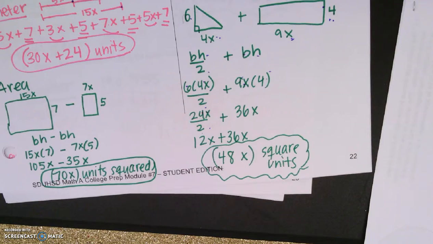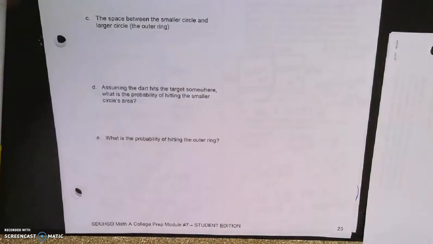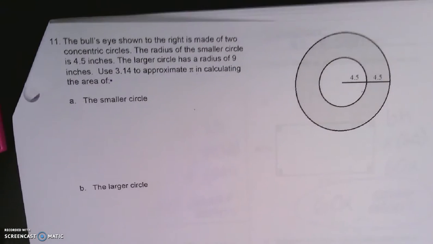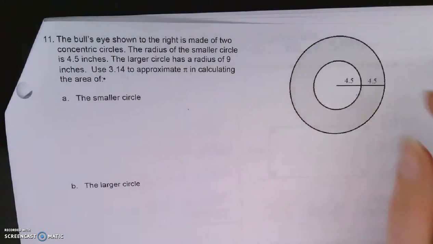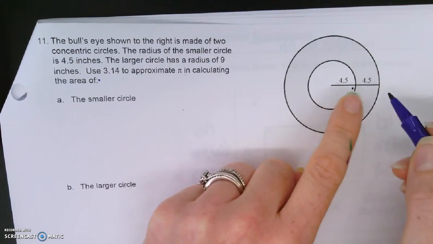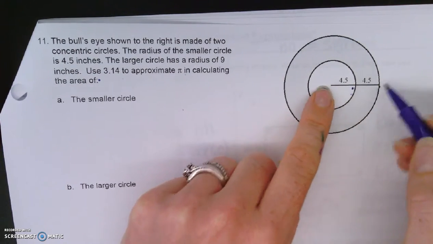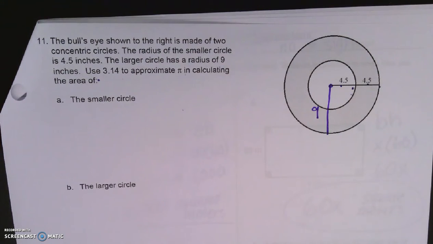Nice work. Okay, let's turn the page and do our last problem for this lesson. We have a bullseye shown to the right, and it's made of 2 concentric circles, meaning this one's not over to the side a little bit. This is 4.5 all the way around. The radius of the smaller circle is 4.5 inches, and the larger circle has a radius of 9. So from here to here is 9, and they broke it up into 4.5 and 4.5. We're going to use 3.14 to approximate pi in calculating the area of the different sized circles here.